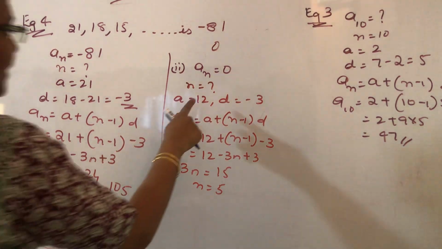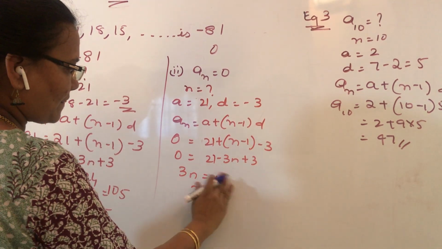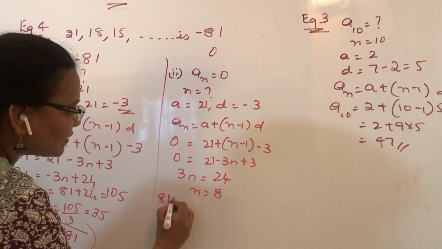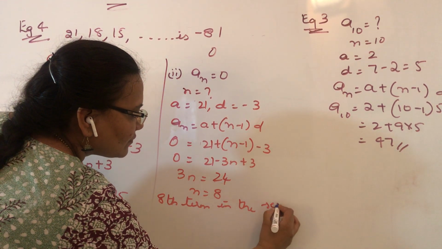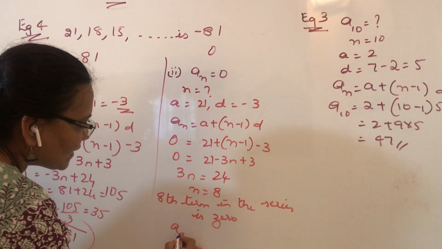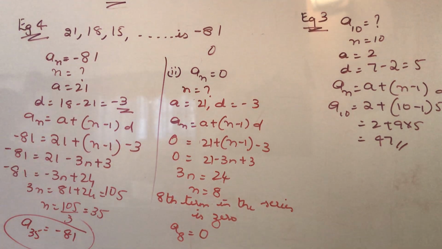Sorry, here A is 21. So the eighth term in the series is 0. That means in the given series, A of 8 will be 0. That is the meaning.